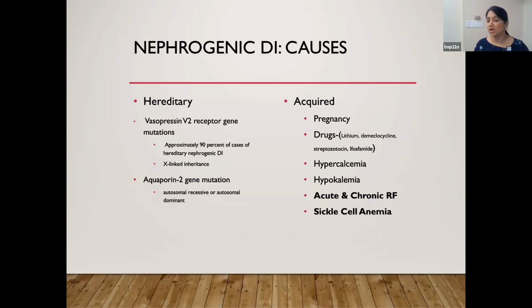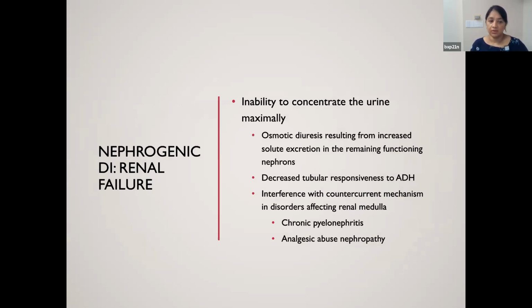And acute and chronic kidney failure, sickle cell anemia. I know there's a big chunk of sickle cell patients here, and they could have potential nephrogenic DI. And with renal failure, there will be inability to concentrate the urine maximally, it can happen. So osmotic diuresis results from increased solute excretion in the remaining functioning nephrons. So it's more like some nephrons will be hyperfunctioning, and there's decreased tubular responsiveness to ADH, because however those receptors would be inserted, that mechanism is altered too.